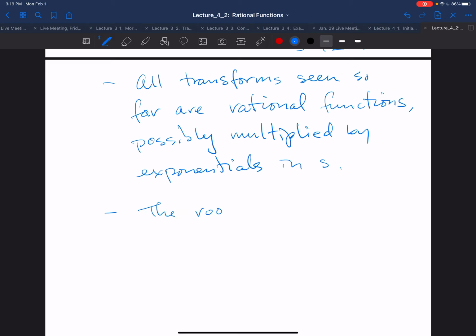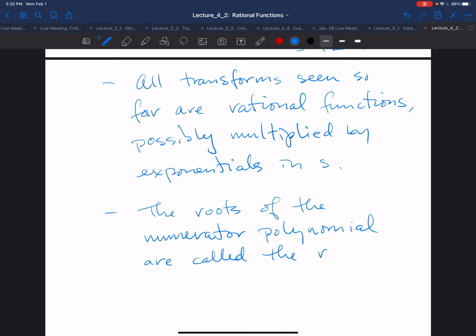The roots of the numerator polynomial are called the zeros of the rational function. Just as they're the points at which the numerator polynomial is equal to 0, so they are points where the rational function itself is equal to 0. So these are called the rational function's zeros, or more precisely, finite zeros.